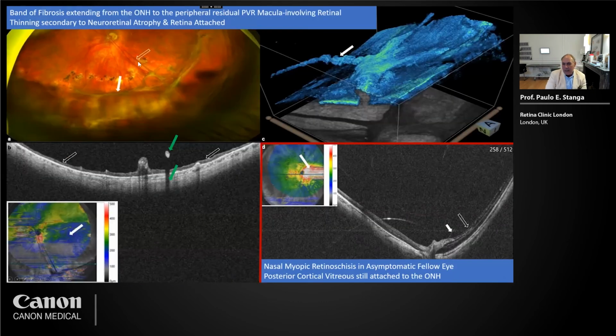This is another patient that came for a second opinion, and it was very easy to explain and show to the patient the reason for the lack of improvement in vision. The topography map clearly illustrates the area of thin retina, unfortunately going through the fovea. We can see in the 3D rendering this persistent stalk of fibrosis linking the optic nerve head with the peripheral remaining vitreous. In the contralateral eye, the scans show the presence of retinoschisis nasal to the optic nerve head.